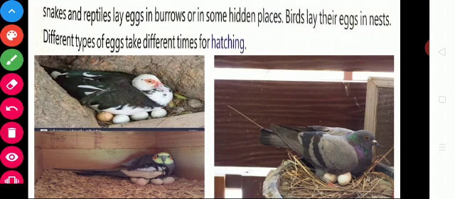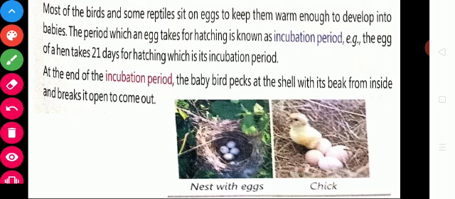Different types of eggs take different times for hatching. What do you mean by hatching? Hatching means to produce the young birds or some animals from eggs. Most of the birds and some reptiles sit on eggs. Why do they sit on eggs? To keep the eggs warm enough to develop into babies. So they sit on their eggs after laying them.